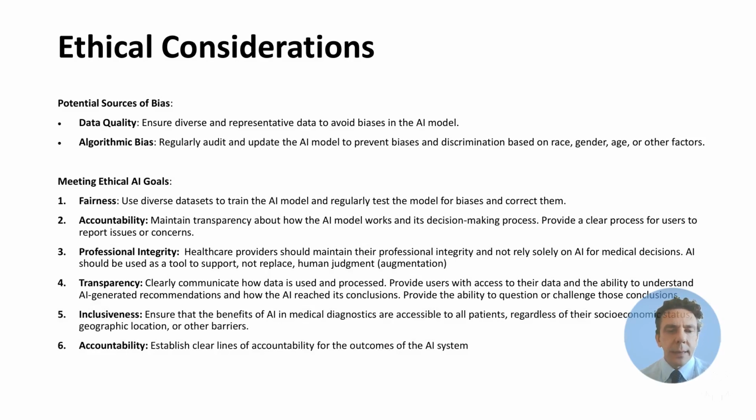Ethical considerations, the last slide, but obviously not the least important. Potential sources of bias: ensure diverse and representative data to avoid biases in the AI model. Algorithmic bias: regularly audit and update the AI model to prevent bias and discrimination based on race, gender, age, or other factors. Meeting the ethical AI goals, the first point is fairness. Use diverse datasets to train the AI model and regularly test the model for biases and correct them if found. Accountability: maintain transparency about how the AI model works and its decision-making process.